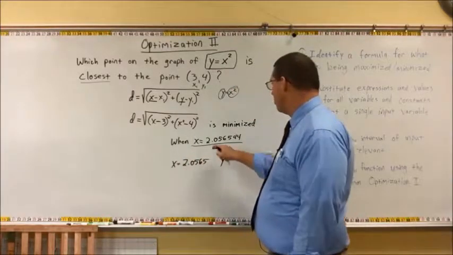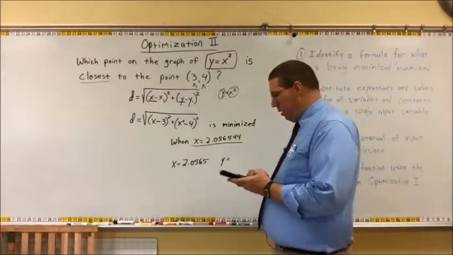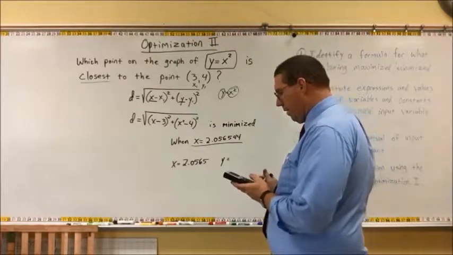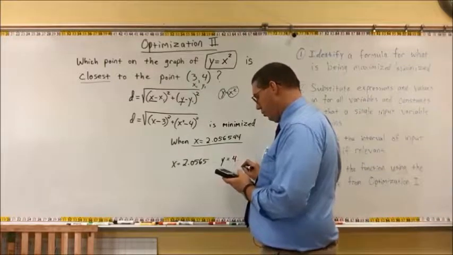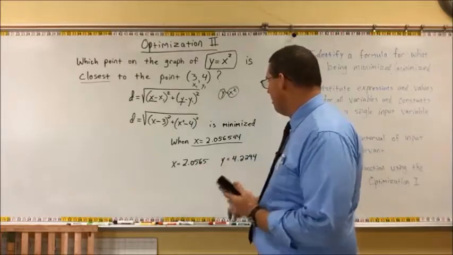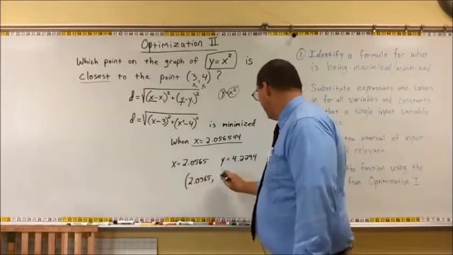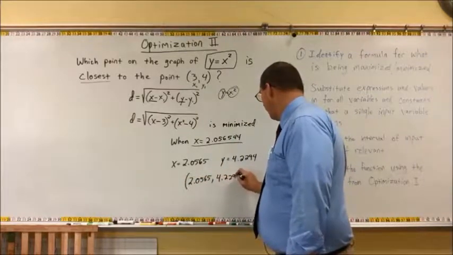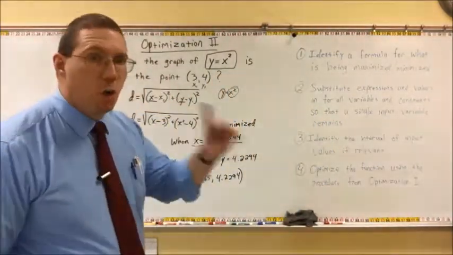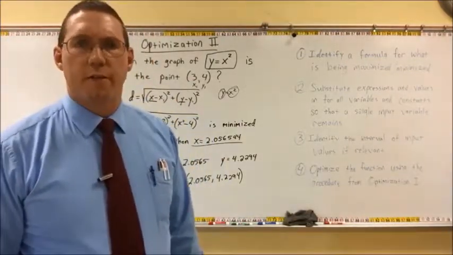So x is equal to 2.0565, and y is equal to, so all we have to do is plug this number in here, so just square it. So I'm going to go second quit, 2.056544 squared, and that gives me approximately 4.2294. So this is the point, 2.0565, comma, 4.2294. This is the point on the graph of x squared that is closest to the point 3, 4. Okay? Let's do another problem just like this.